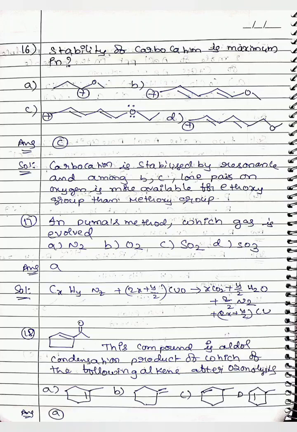They have given a carbonyl compound, which is the aldol condensation product of which of the following alkenes after ozonolysis. So the aldol condensation product, that too after ozonolysis. Option A gives the required compound after ozonolysis.